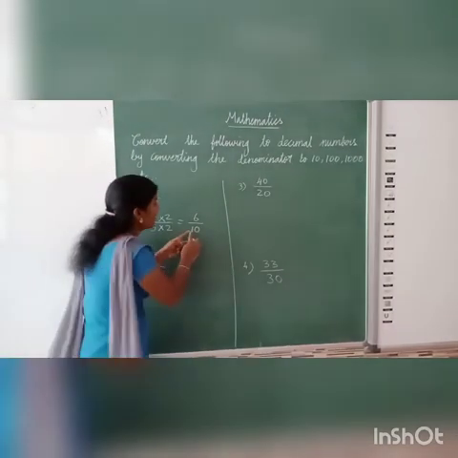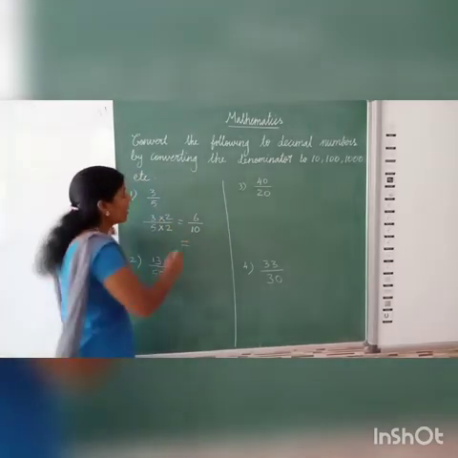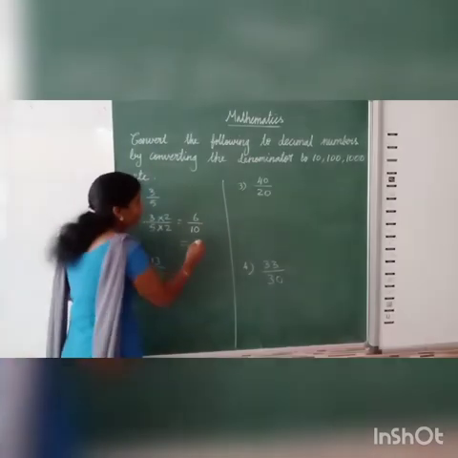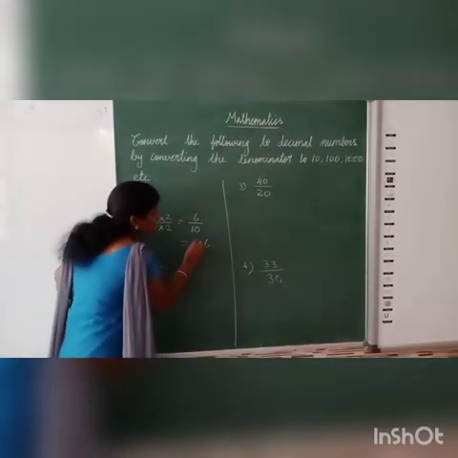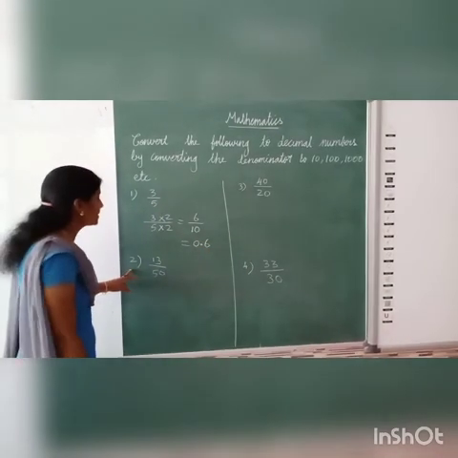Now listen, 1 after 1, only 1 zero. After the point we need only 1 digit. Already we have 1 digit, so 6. Here we can put the point, then 0. 0.6. Okay, then next question.